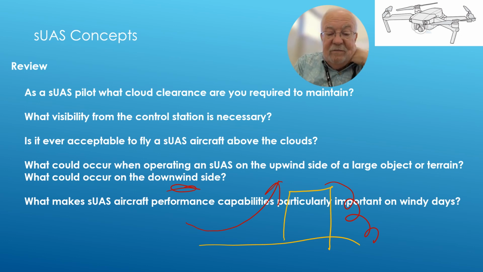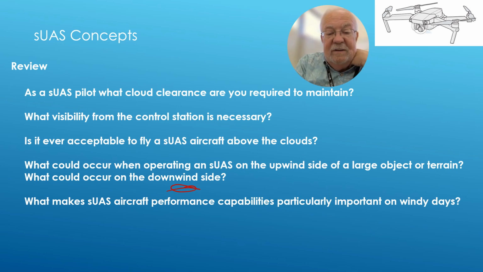Well, I've just covered up my slide here. Let me do some erasing here. Okay, here we go. Why is UAS aircraft performance capability particularly important on a windy day? You can fly with the wind and exceed the ability to have enough energy to get back to the home point. You're going to have to go out and find the drone because it's going to land somewhere in a field far, far away, and you don't want to have to do that.